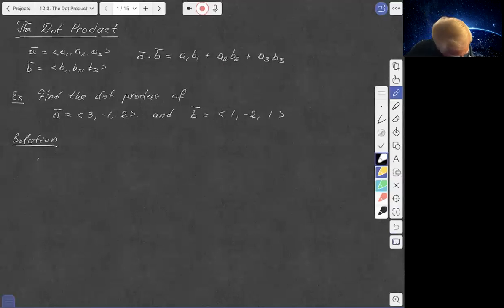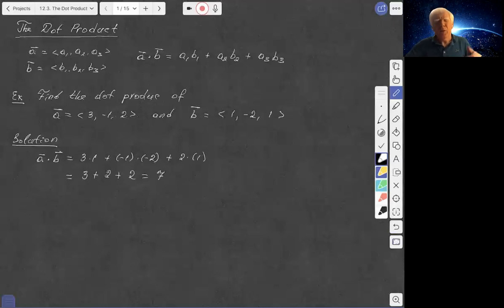So we get A dot B is going to be equal to 3 times 1 is 3. Let me write that down. 3 times 1 plus -1 times -2 plus 2 times 1. So that is going to be equal to 3 plus 2 plus 2. That ends up being 7.